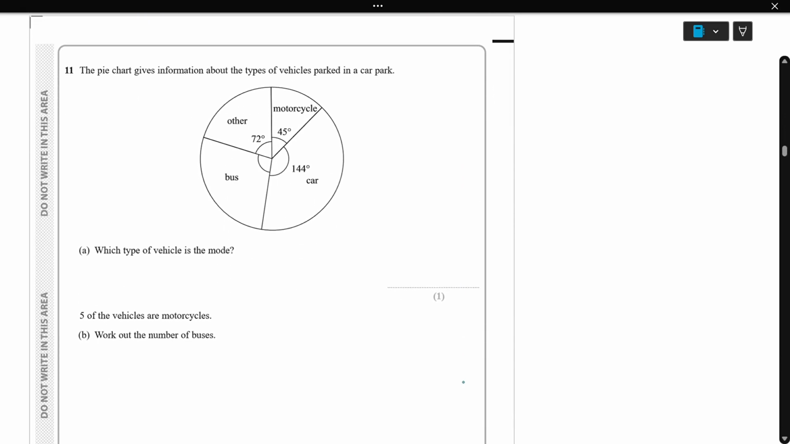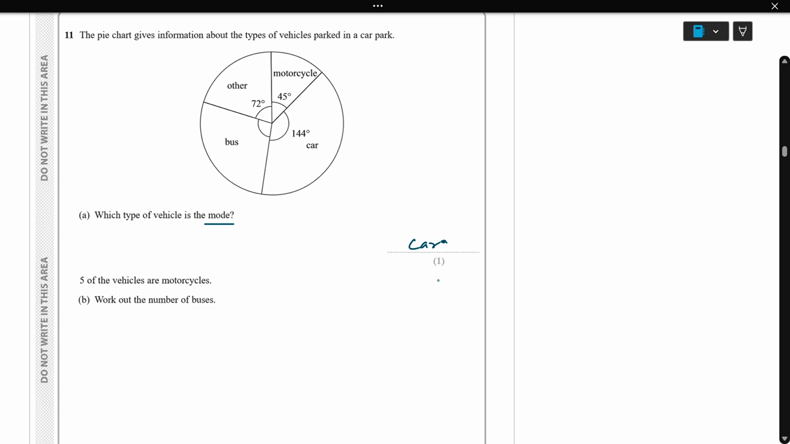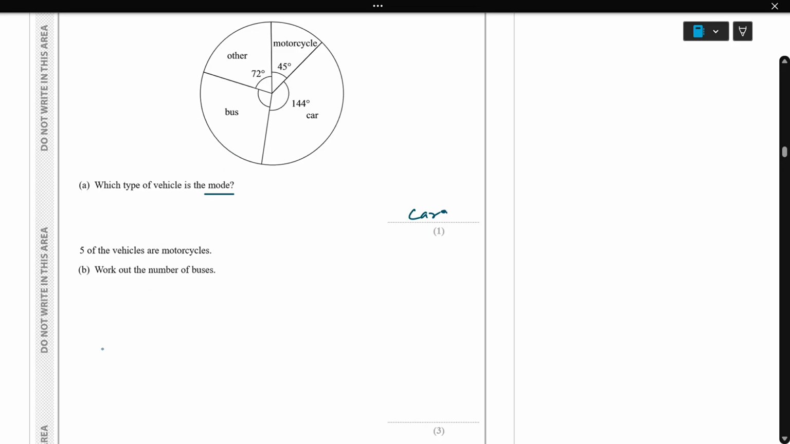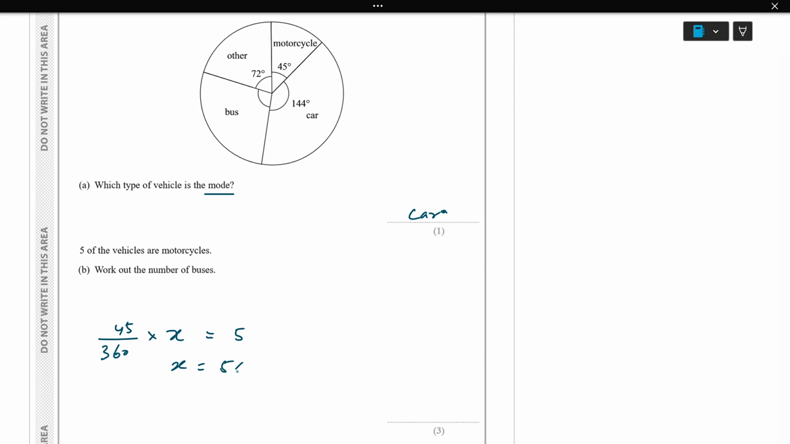Next, question number 11. The pie chart gives information about the types of vehicles parked in a car park. Which type of vehicle is the mode? Mode is the highest data, which is going to be here 144, so it is car. Next, 5 of the vehicles are motorcycles. So motorcycle 45. As we know, this is a pie chart, so the total angle is going to be 360. So 45 is going to be motorcycle. So out of the total number of vehicles equal to x, we'll write 5. So total number of vehicles is 5 times 360, because we multiply 360 on both sides and divide by 45 on both sides. So x equal to 40.